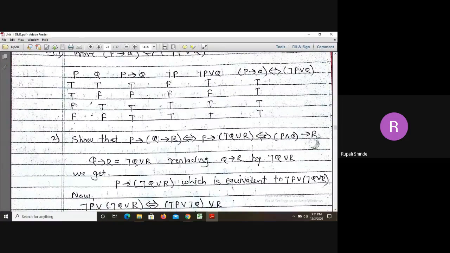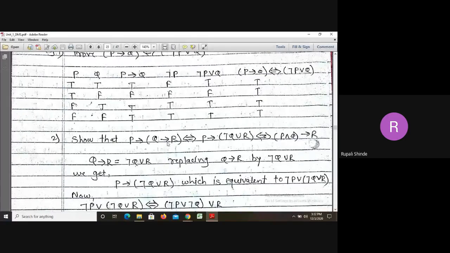So here we have to prove equivalence between these three formulas. First of all we will consider the first and second formulas. Then we will think about the third formula. Now check here. The first formula is P conditional (Q conditional R).